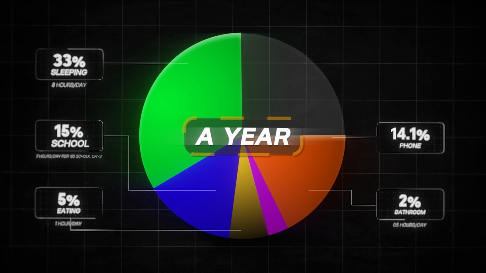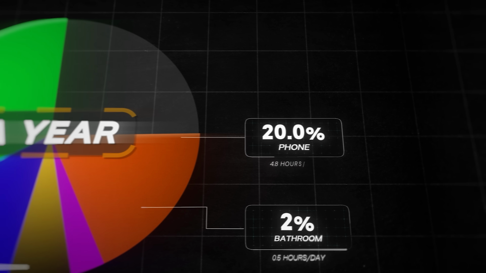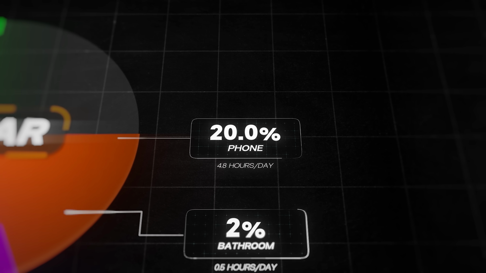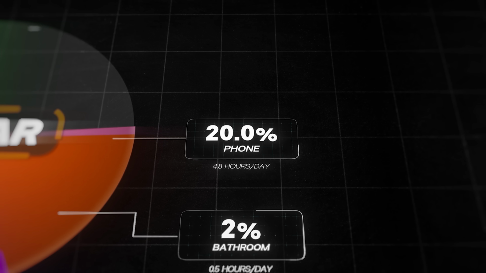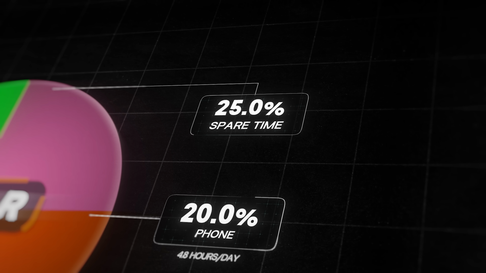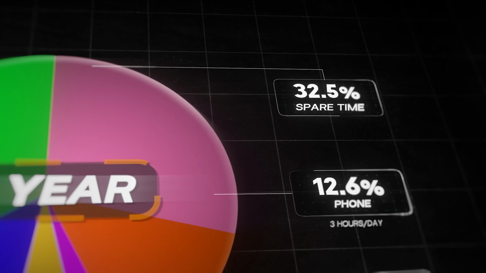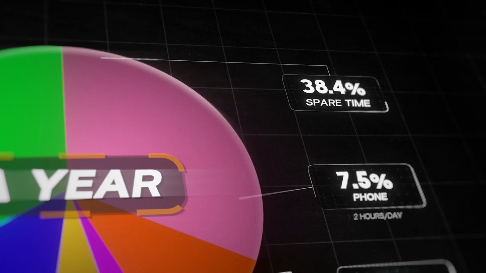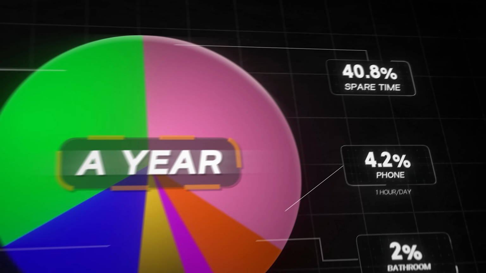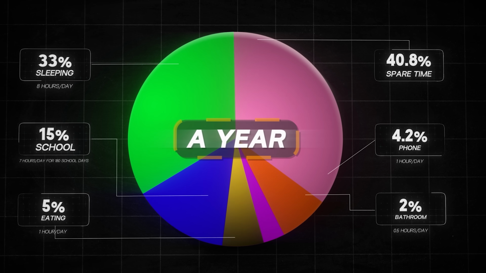And this is the time you spend on your phone. 4.8 hours a day on average, if you're lucky. Notice how little of the year is left. But if you get your phone usage down to 3 hours a day, 2 hours a day, or even an hour a day, you will have so much more time left to enjoy life.